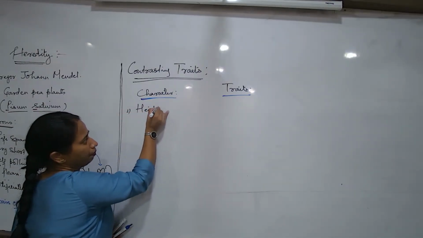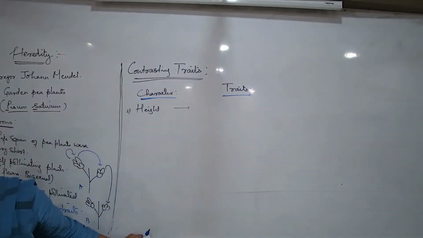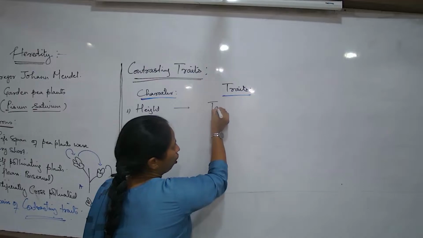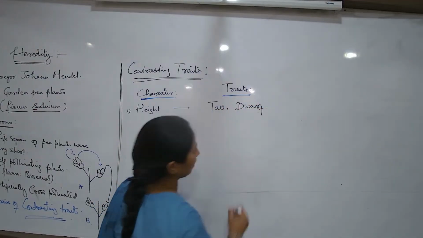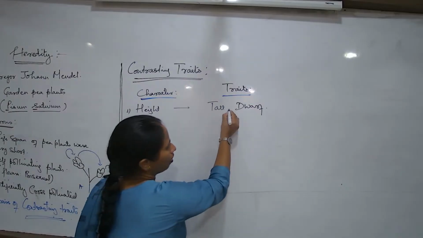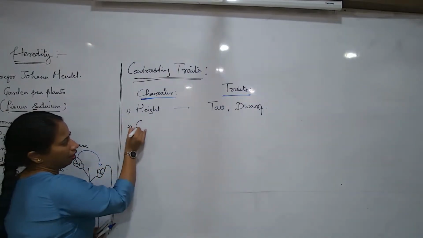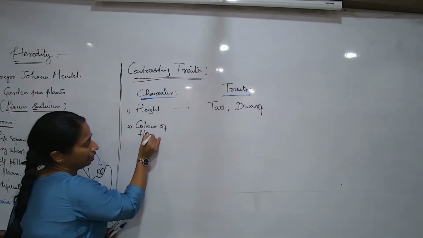Height of the pea plant. What were the two most common contrasting traits he had observed? Tall, short, dwarf. Write dwarf. Tall and dwarf. Second, color of the flower.